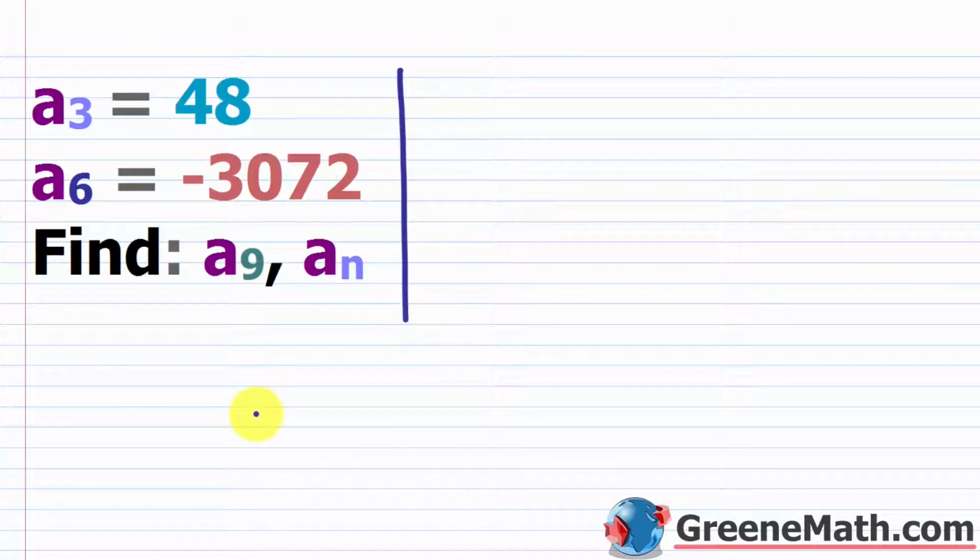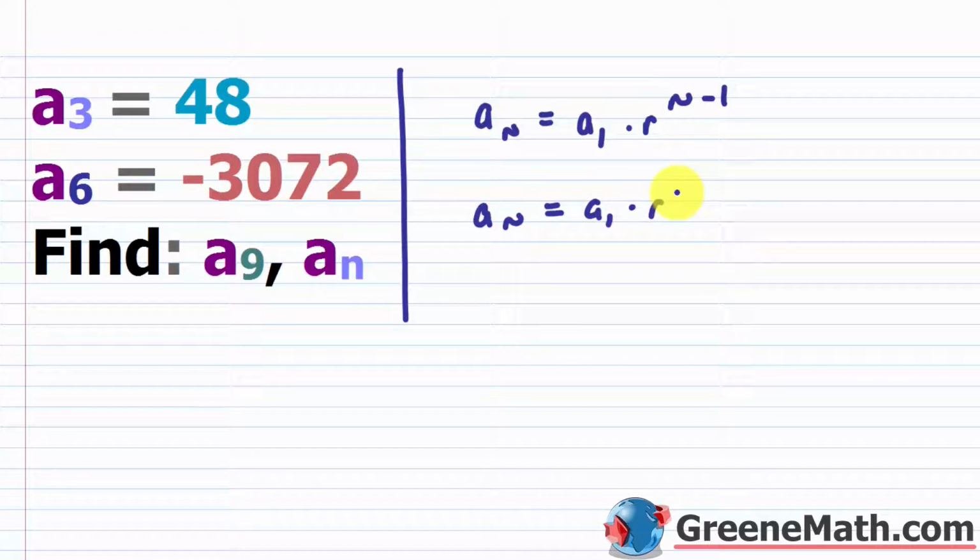Now, we don't have two terms that are next to each other, so we can't do the formula for r that we're used to. But we can look at our general formula. So we know that a sub n is equal to a sub 1 times r raised to the power of n minus 1, okay? So what I want to do is plug some things in real quick, and I'm going to show you that you can set up a system with two equations and two unknowns, and you can solve for what you need. Again, there's other ways to do this, but this is how I'm going to do it.